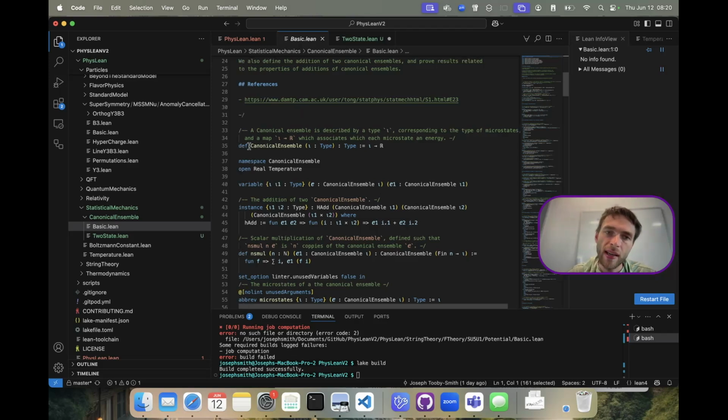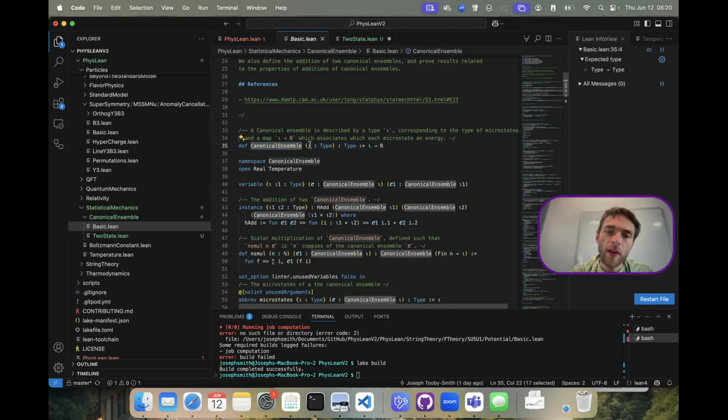So in Lean, currently this is the definition of a canonical ensemble. You could probably make this a lot better. In PhysLean we're willing to refactor. So if there's a better definition of this, we'll change it if it becomes practical.